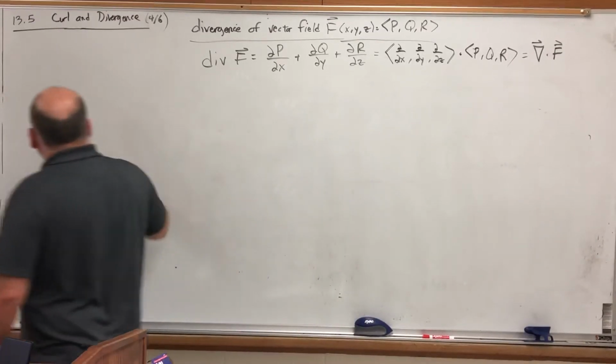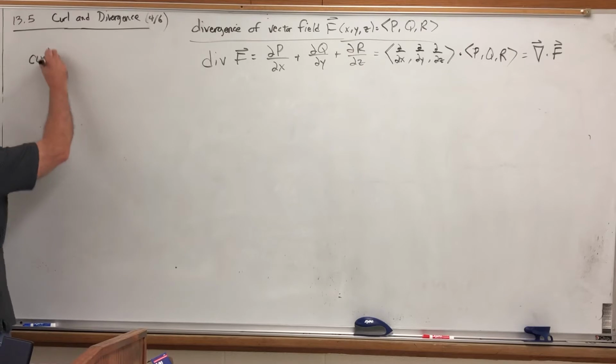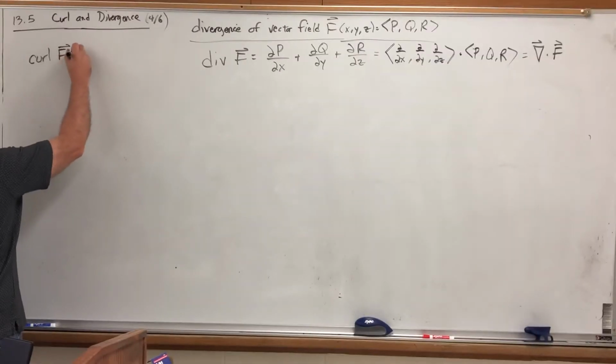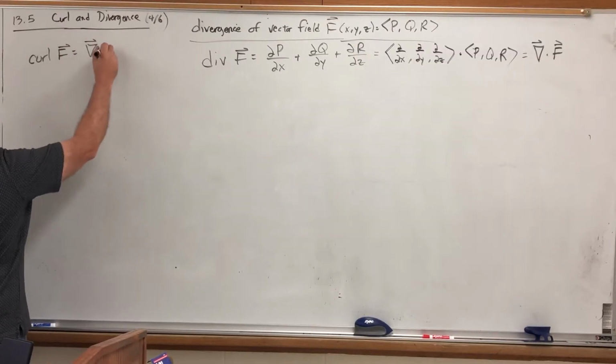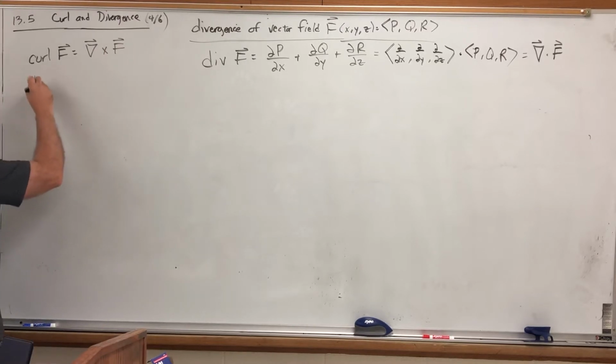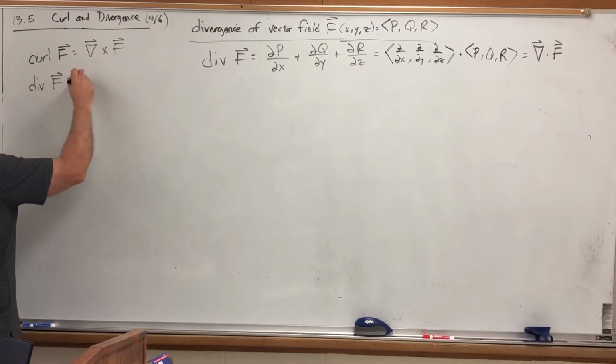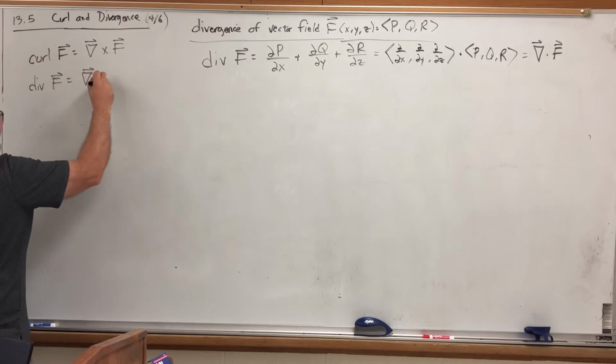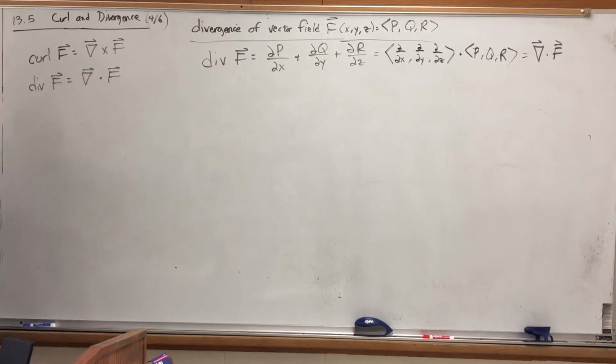because curl is just cross product. Curl of a vector field F was the del vector operator cross the vector field F, whereas divergence of F is the del vector operator dot the vector field F. And again, divergence is a scalar field, so the result you get is a scalar.